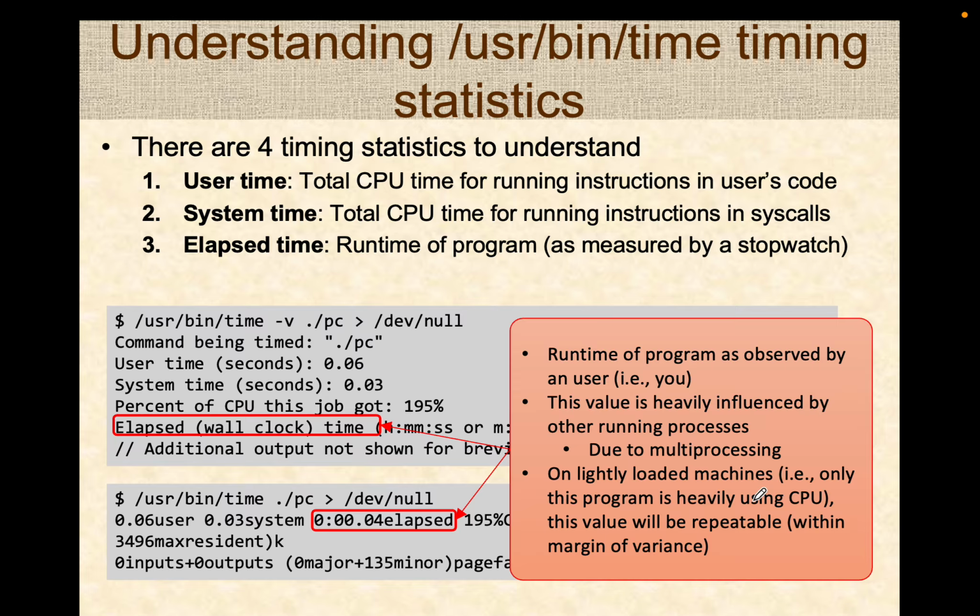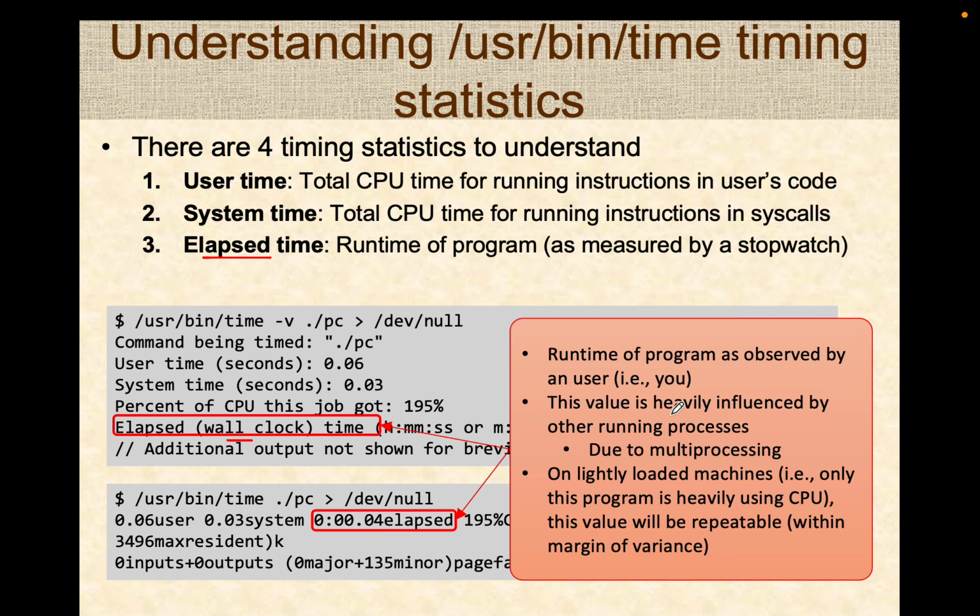The next statistic that we'll typically look at is elapsed time. This is the runtime of the program as observed by the user. So if the user hits a stopwatch when they start running the program and hits the stopwatch when it stops, that time between start and stop is called elapsed time. This is also called wall clock time. This is what the stopwatch or a wall clock would show.